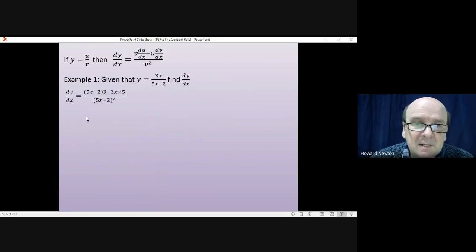We tidy that up a little now. And multiplying out the brackets would give us that. And 15x take away 15x simplifies the whole thing to minus 6 divided by 5x minus 2 all squared.